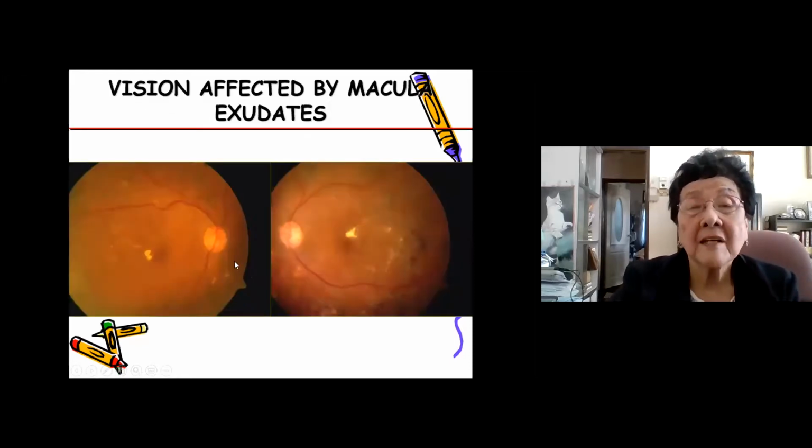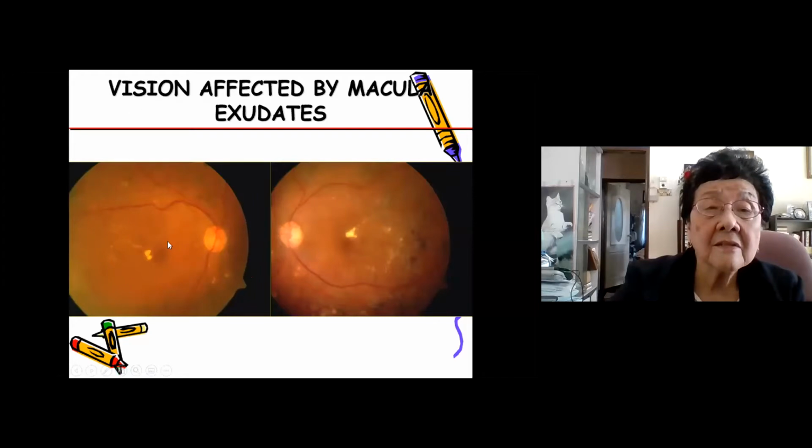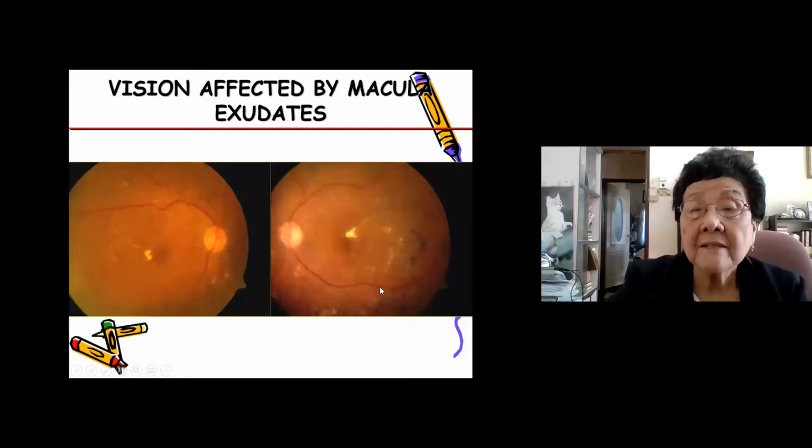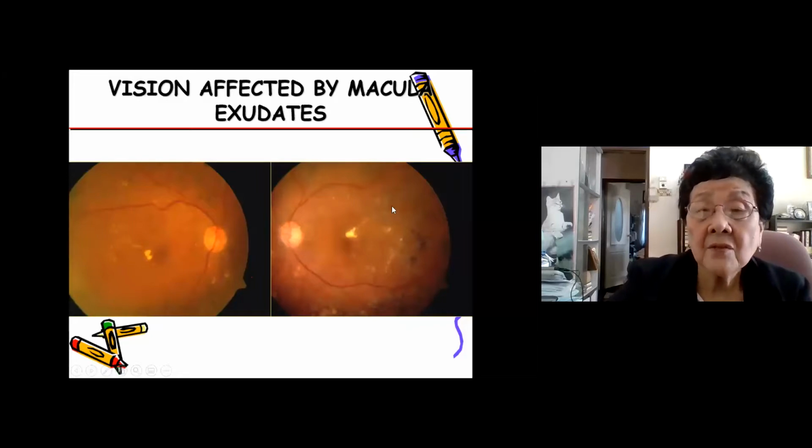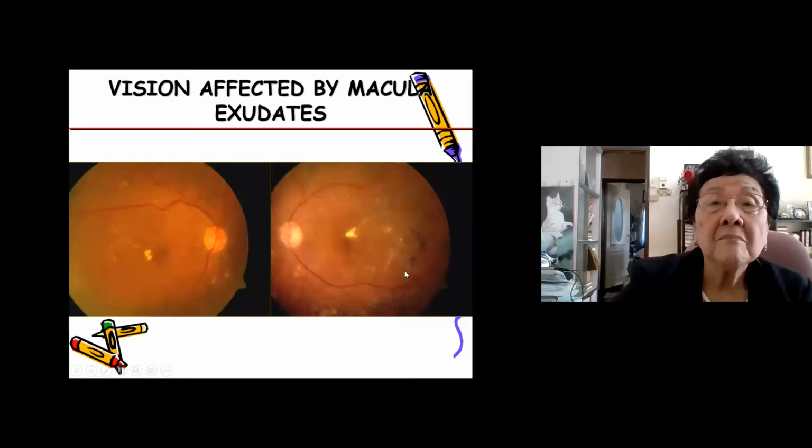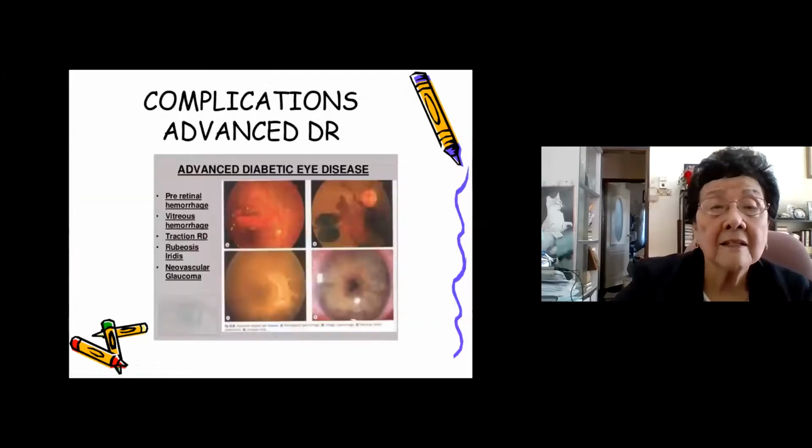Vision affected by macular exudates. If you see here, this is the center of the retina. This is the optic disc where all our nerve fibers will eventually pass through to go to the brain. And that is how we see. You can see here, there are exudates, plenty of them in different parts around the macula.